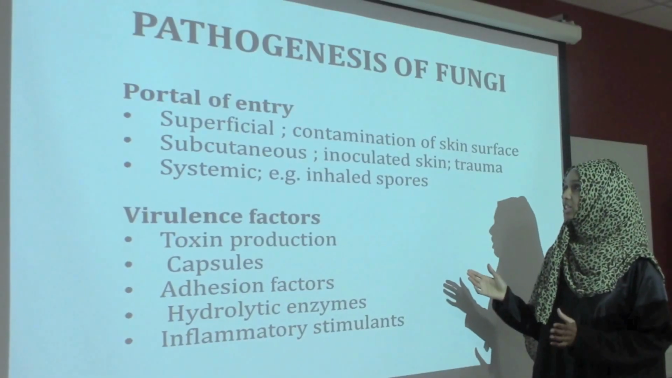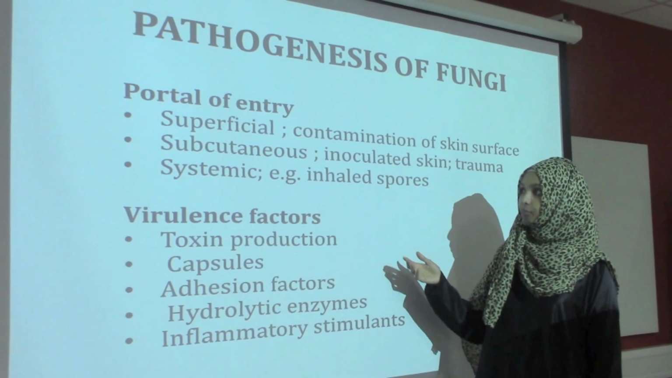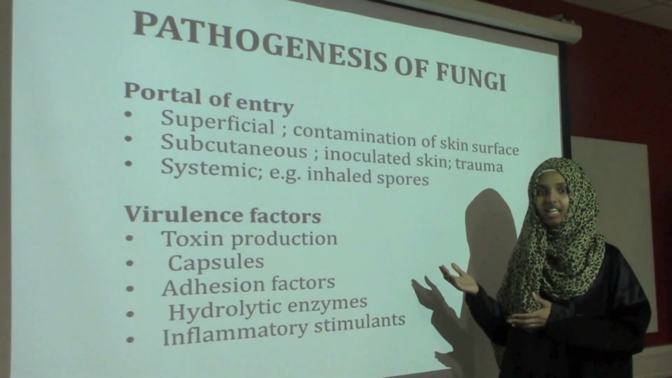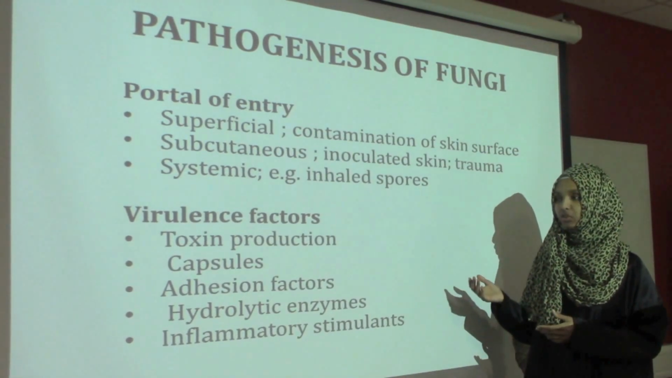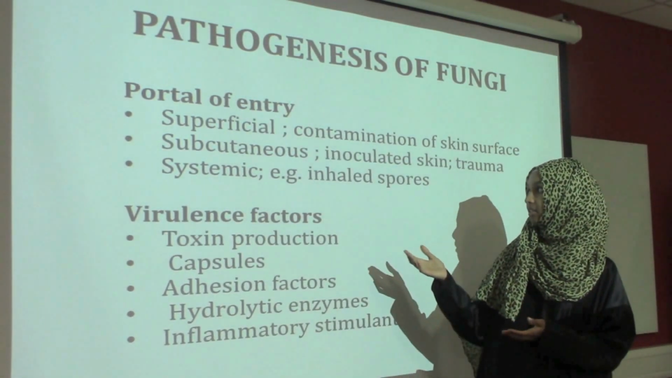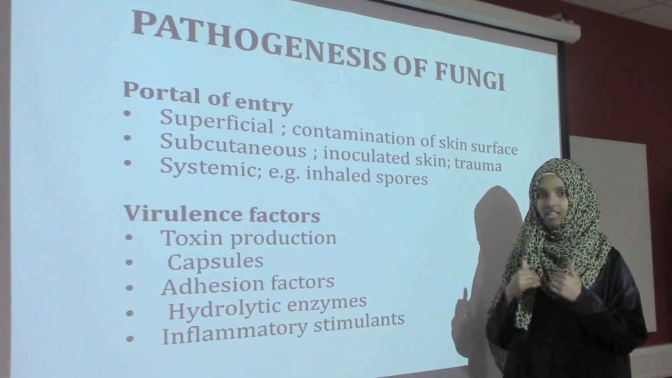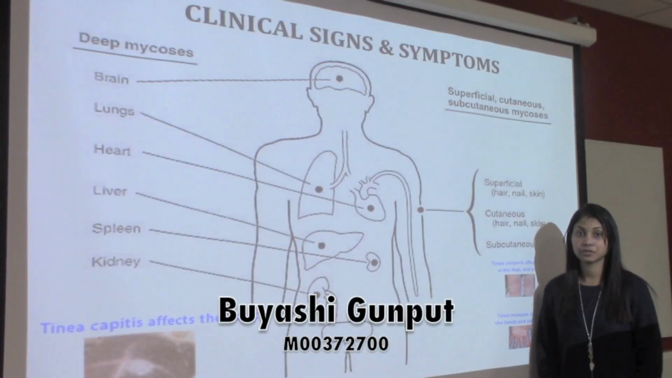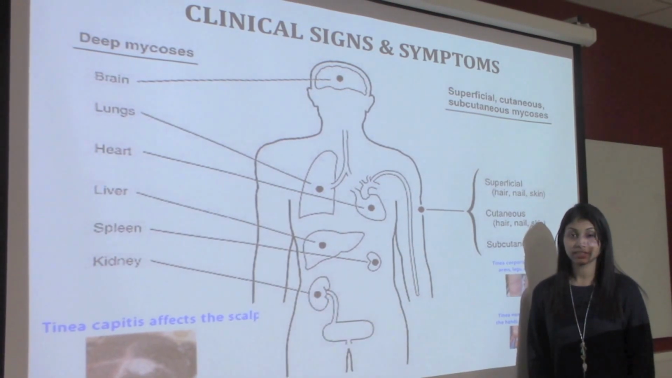The fungal pathogenesis of humans requires a portal of entry. These can be one of three things: superficial, contamination of the skin surface; subcutaneous, where infection can be acquired by fungal organisms that inoculate into the skin as a result of trauma; and systemic, i.e., the inhalation of spores affecting organs within the body. A common superficial infection of the mucous membranes is caused by a yeast-like fungus called Candida albicans.